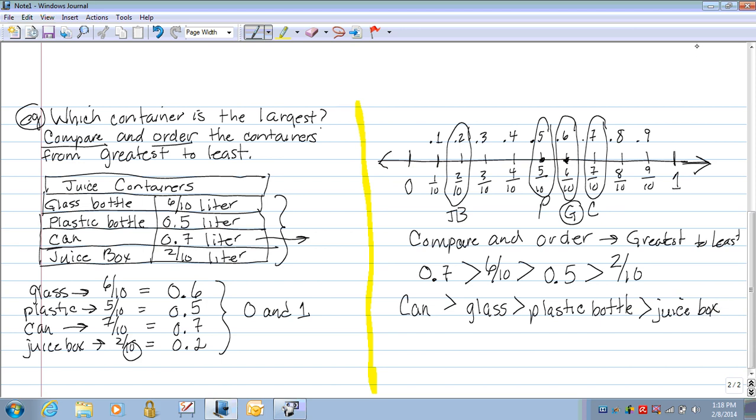Push pause. Patrons, if you go back to your I can statement, you can see that you are able to compare and order fractions, and we will also be able to relate fractions that name tenths and hundredths to decimals. We will practice tomorrow.